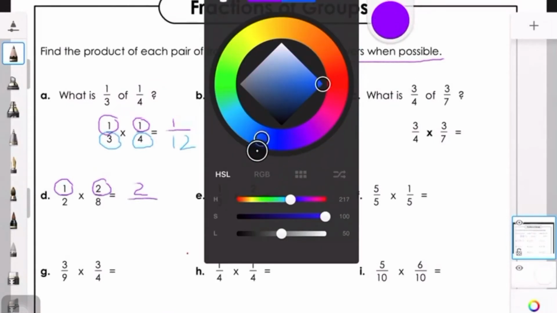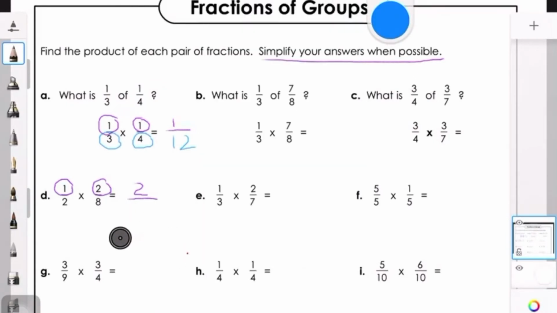Let's go ahead and multiply the denominators. The denominator for our first fraction, 1/2, is 2. The denominator for our second fraction, 2/8, is 8. Let's try that again. There we go. 2 times 8 is 16. This fraction can be reduced. This is able to be simplified. We know that because 16 can be divided by 2.